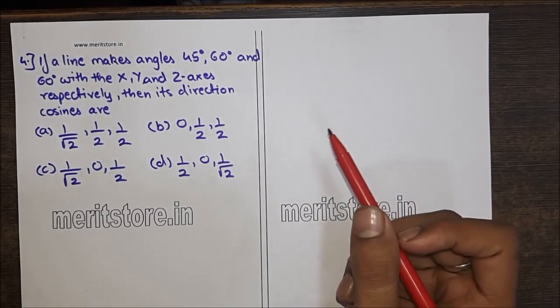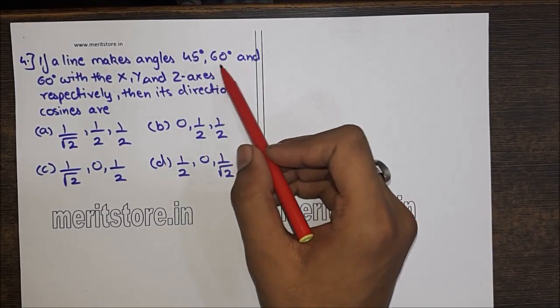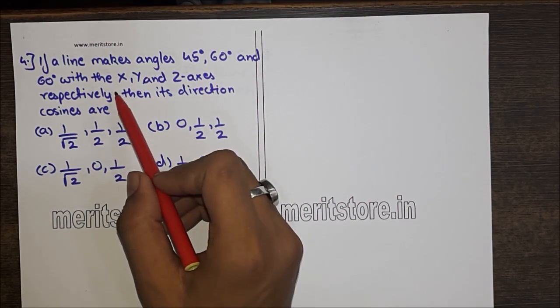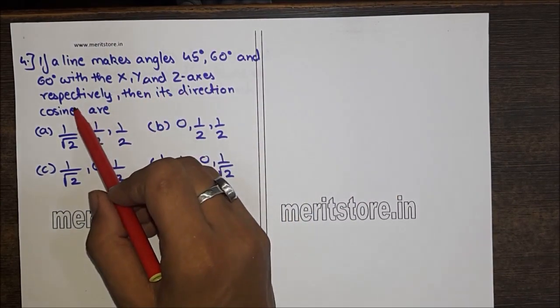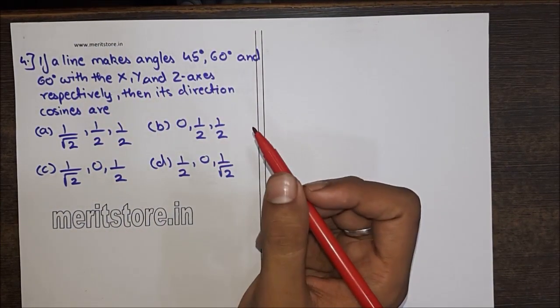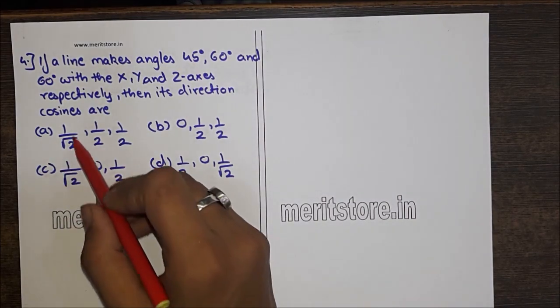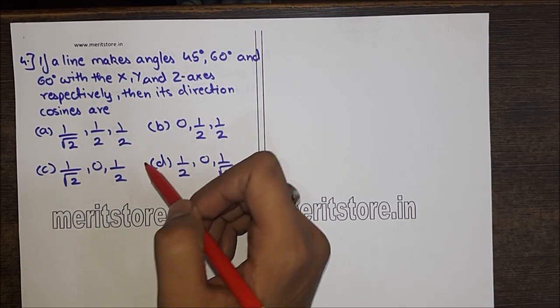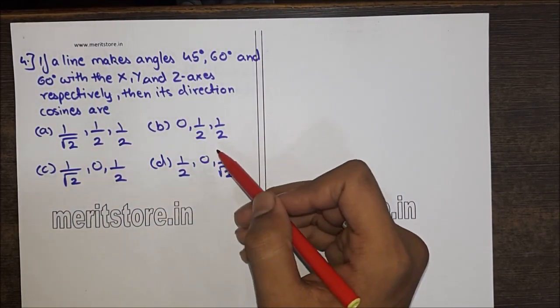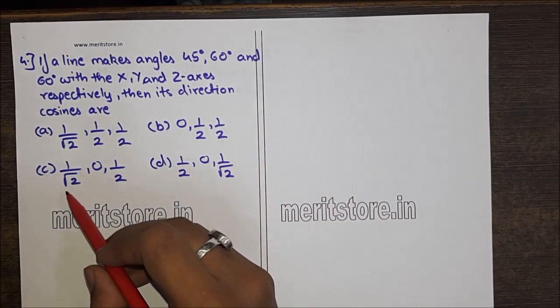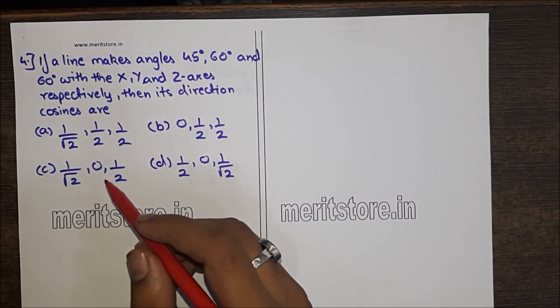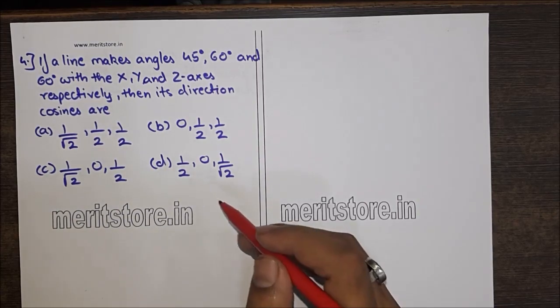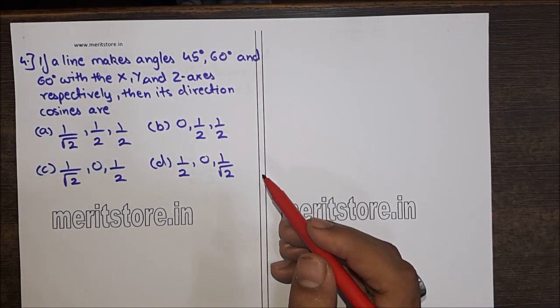Question number 4. If a line makes angles 45 degrees, 60 degrees, and 60 degrees with the x, y, and z axis respectively, then its direction cosines are: option A, 1 by root 2, 1 by 2, 1 by 2. Option B, 0, 1 by 2, 1 by 2. Option C, 1 by root 2, 0, 1 by 2. Option D, 1 by 2, 0, and 1 by root 2.